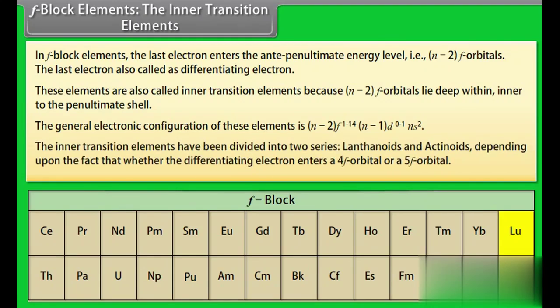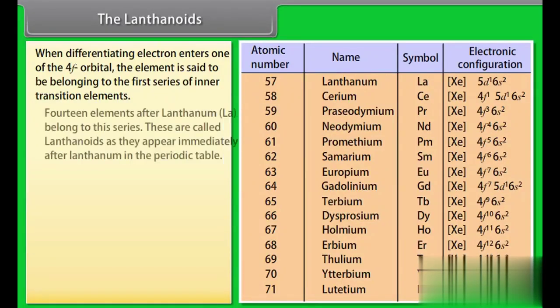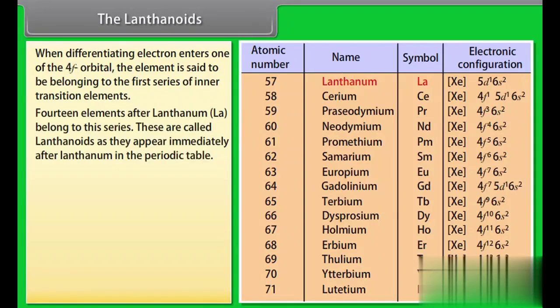The inner transition elements have been divided into two series, lanthanoids and actinoids, depending upon the fact that whether the differentiating electron enters a 4f orbital or a 5f orbital. The lanthanoids. When differentiating electron enters one of the 4f orbitals, the element is said to be belonging to the first series of inner transition elements. 14 elements after lanthanum belong to this series. These are called lanthanoids as they appear immediately after lanthanum in the periodic table.